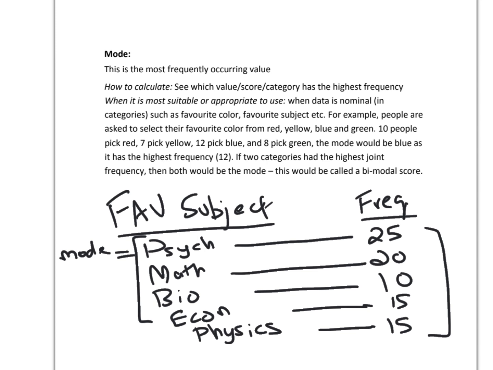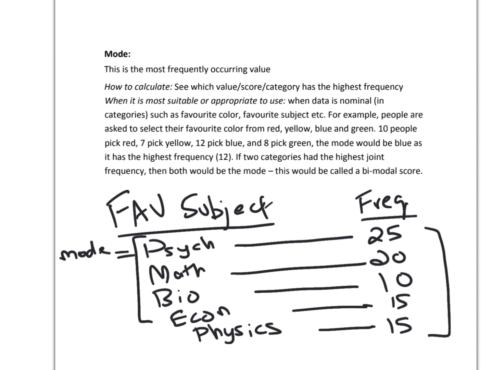Now, at times, there can be certain categories, certain values that may have the same highest frequency. So let's say math and physics both had 25 students who picked these respective subjects as their favorite. In that case, both psych and math would be the mode. So that would be a bi-modal score. It can even be more than that. You can have a tri-modal where there would be 3 categories with the highest frequency. So it's possible to have more than one mode.